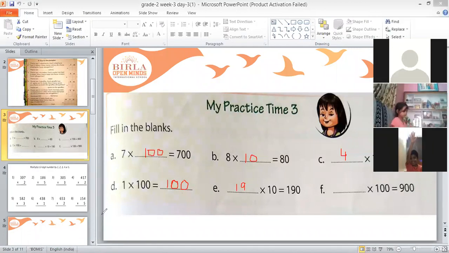This shows how much attention you all are paying in class. Yes, Lohit, what is the answer? 9. Very good. Answer is 9. 9 is missing. If we multiply 9 with 100, we get answer 900. That's the correct answer. Okay, now next.